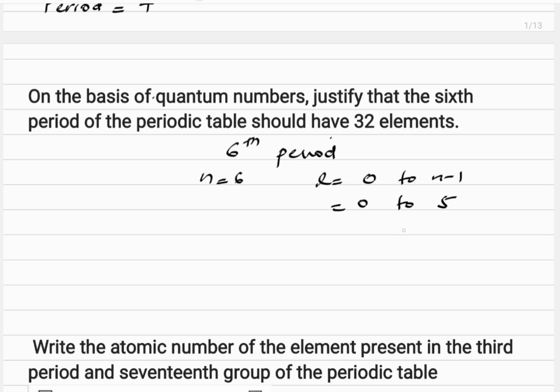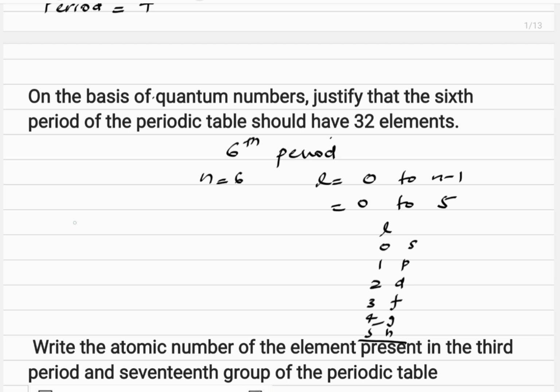And if we follow that, we can see that l has values 0, 1, 2, 3, 4, 5. This would be s, p, d, f, g and h. So technically till h it can be filled, but the current periodic table that we have has only 118 elements and nothing beyond the f orbital gets filled. So the maximum orbital that gets filled is f. So in the 6th period also, only till the f orbital it gets filled.